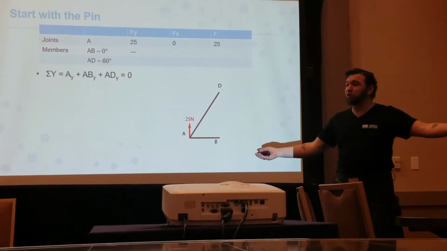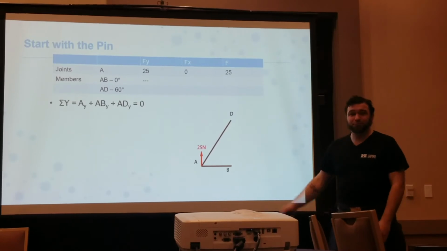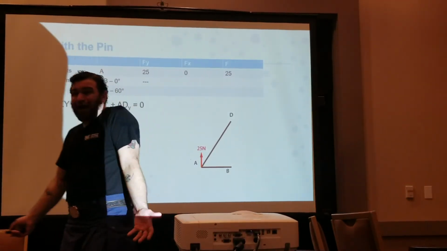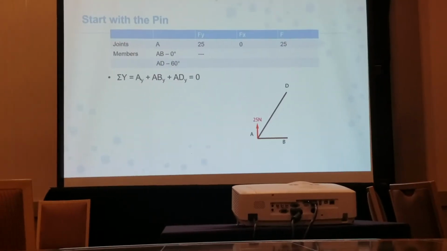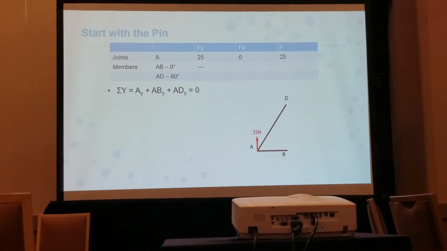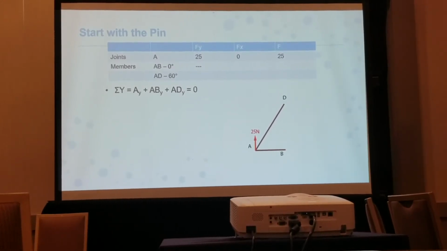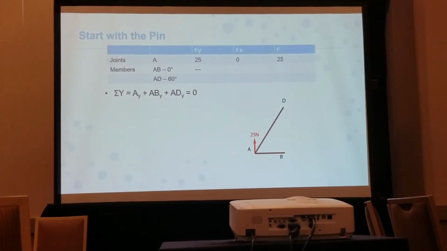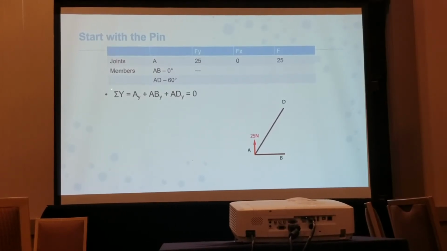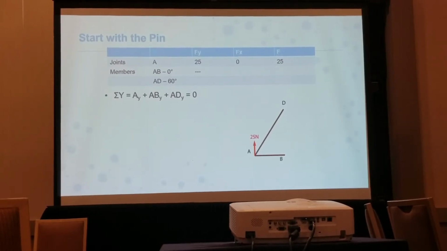So, which of these 2 equations can we tackle first? F sub y, or sigma y rather, because that's the only one that has 1 unknown. We have to go for the one with 1 unknown, so the joint itself, based on what we know, tells us that our only option is to go for y first. There are going to be some joints where you may go for x first. This one happens to be the case that y is the only path. Cool? So, sigma y, A sub y plus AB sub y plus AD sub y has to equal 0.